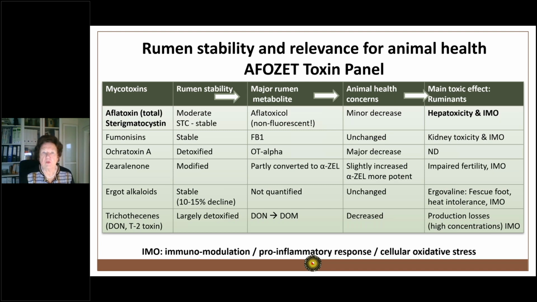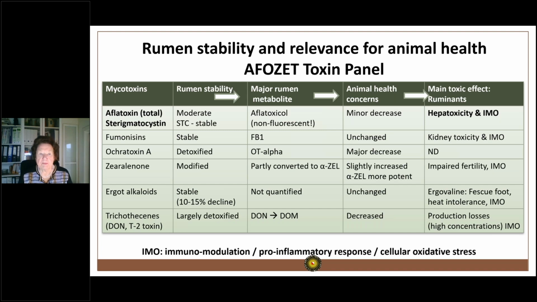Now here you see what I always use as the AFOZET panel, that is the main mycotoxins like aflatoxins, fumonisins, ochratoxin, zearalenone, ergot alkaloids, and the trichothecenes. And for the trichothecenes we normally focus on DON and T2 toxin as the most representative mycotoxins.